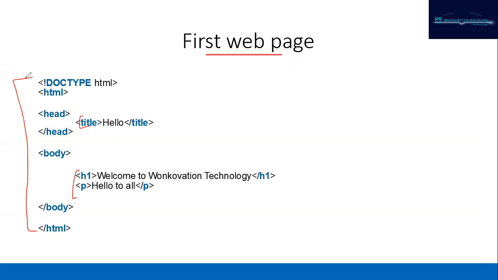Let us first go line by line. First of all, this is a comment saying that the doctype is HTML, meaning this document is of HTML. After that, there is an HTML tag, which indicates that it is an HTML document. Now after that, there is a head, which includes a title. Inside the title we can write the title which is shown at the top of the web page.